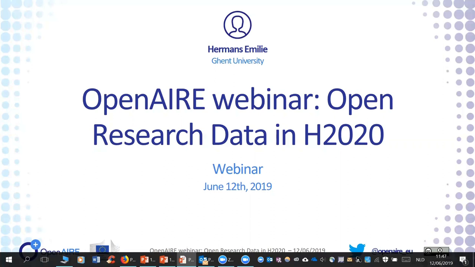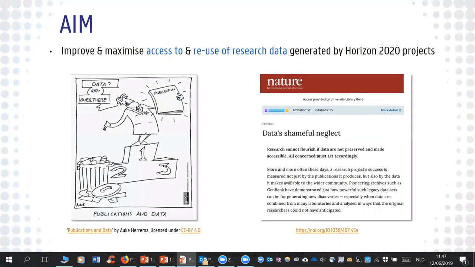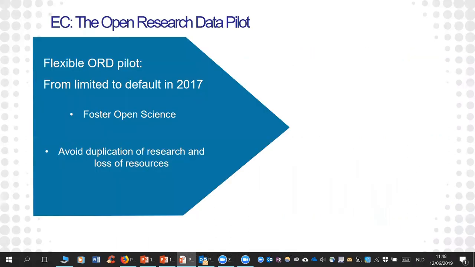So in Horizon 2020, there's an Open Research Data Pilot, and the aim of the data pilot is not unlike that of open access to publications. It's to improve and maximize access to research data, but also to improve the reuse of research data generated by Horizon 2020 projects. Because if you talk to researchers, their data is really important to them, but as a research object, it's often neglected, which, as an important part of research, is a bit of a shame. Horizon 2020 tries to make a change in that. So the EC launched a pilot, the Open Research Data Pilot, which was limited for a while, and then in 2017 became the default for all projects.